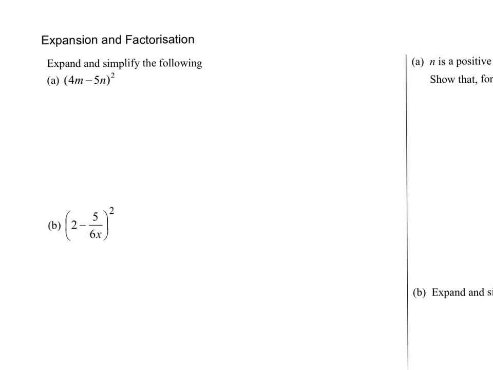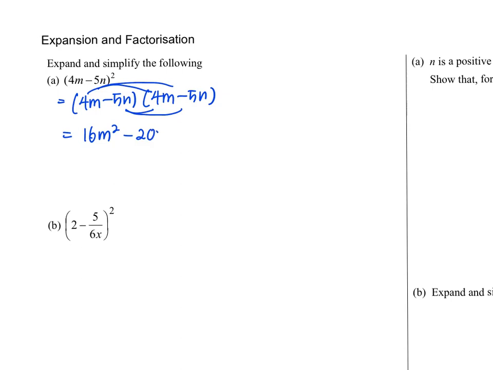Now, this is something squared. Please remember, this is actually a repeated factor. So we'll have 4m minus 5n times 4m minus 5n itself. And we'll do expansion for this using the rainbow method to give us 16m squared minus 20mn minus 20mn plus 25n squared, and that gives us 16m squared minus 40mn plus 25n squared.